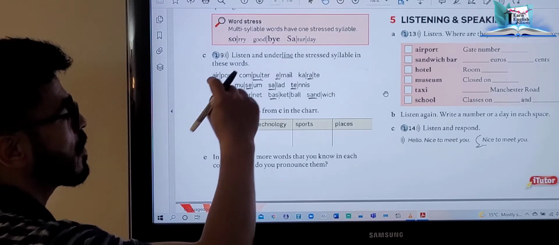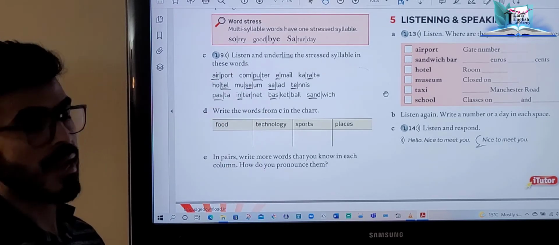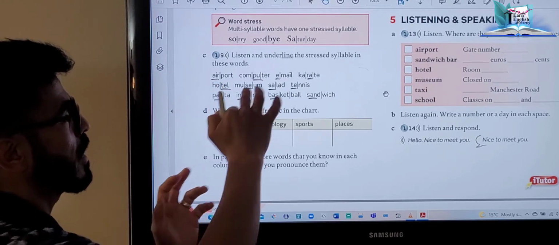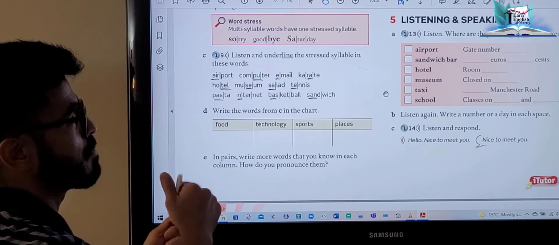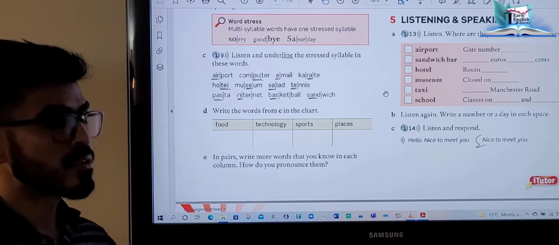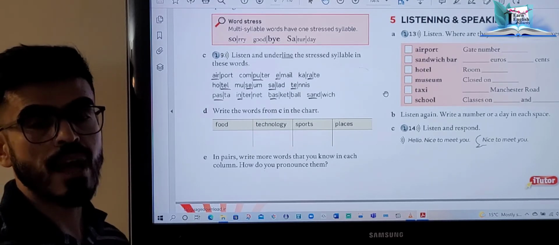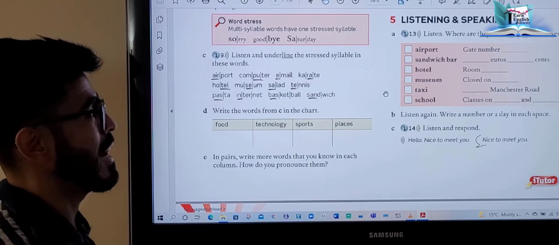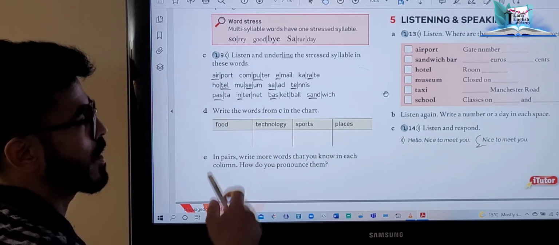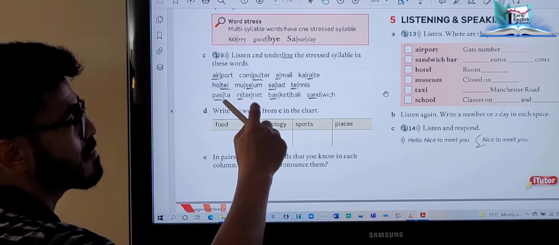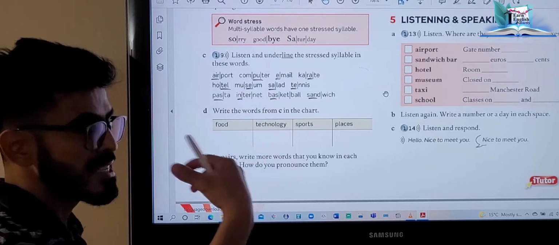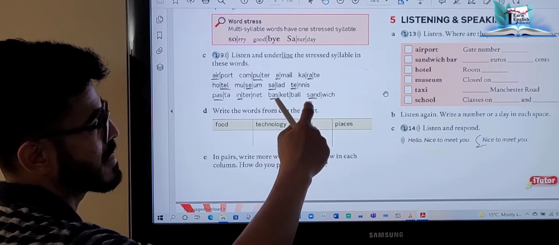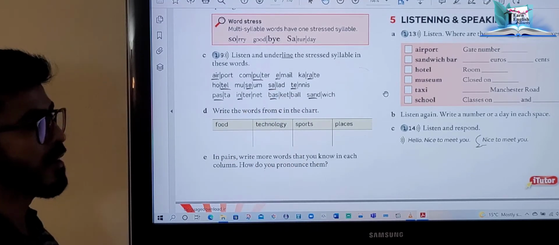Okay, so the first word, airport, the stress is on A. In the second, computer, it's on P. In email, the stress is on E. In karate, it's ka-ra. In hotel, the stress is on tel. Museum, so Z is stressed. And salad, tennis, pasta, internet, basketball, and sandwich. So these are the stress words.